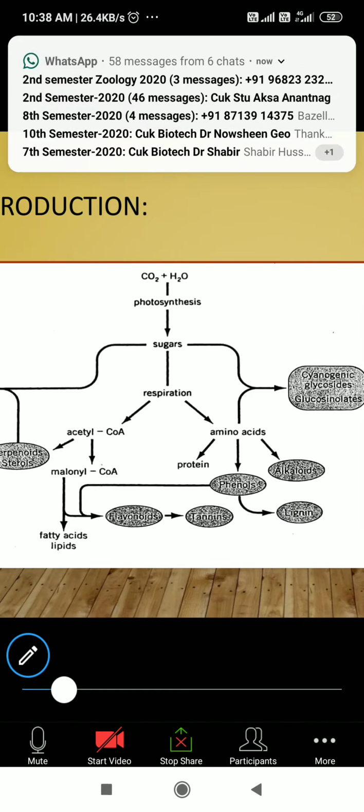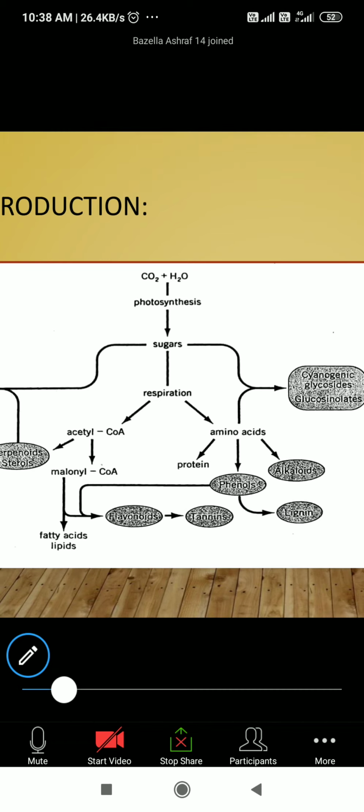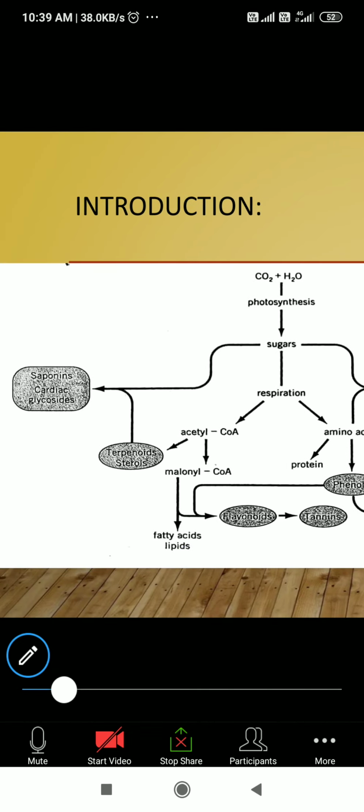This was one pathway. Then another: from sugars, when respiration is occurring, from amino acids proteins are formed. When these amino acids are involved in forming phenols, these phenols intermix with malonyl CoA, which forms fatty acid lipids. From malonyl CoA plus fatty acid lipids, flavonoids are formed. These flavonoids are the largest group of the secondary metabolites. Then from the flavonoids, another compound is formed, called tannin.